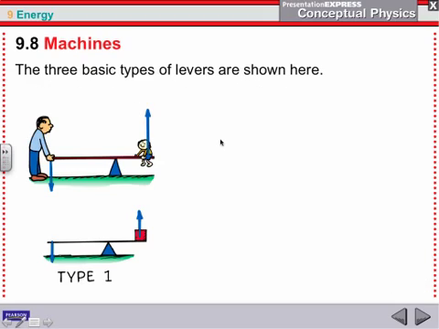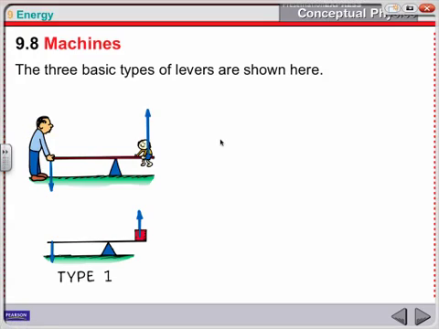Here's an example of a first class lever. First class lever, the fulcrum is in the middle. The resistance, we're going to call that the resistance, and I'm going to call this my effort. They are on opposite sides of the fulcrum, and notice that they go in different directions. So here my effort is down and the object moves up. That is a first class lever.